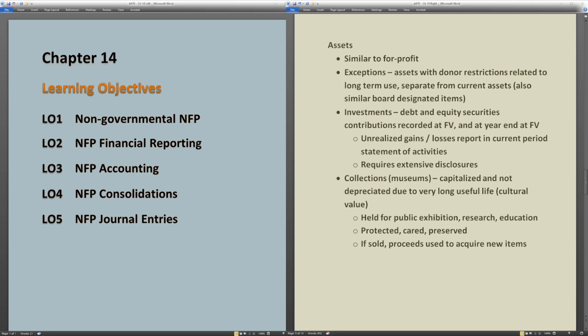There is a set of assets that is very specific, and those are collections. These are things like museum collections. These are capitalized, and they're not depreciated due to, you notice they don't say indefinite life, I'd forgotten about this, but there are very long useful lives. What they're talking about is that it has some importance to culture, and therefore it's probably going to be around for such a long time, or a long enough time that there's no reason to depreciate it, because hopefully it'll be preserved for a long time.